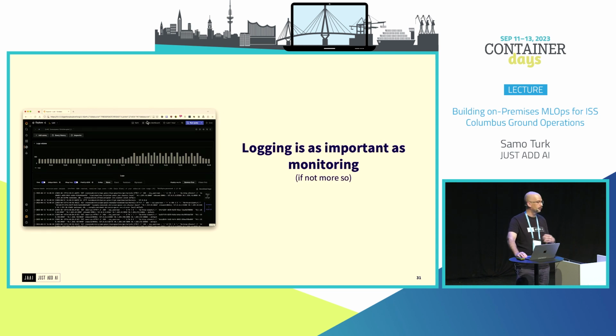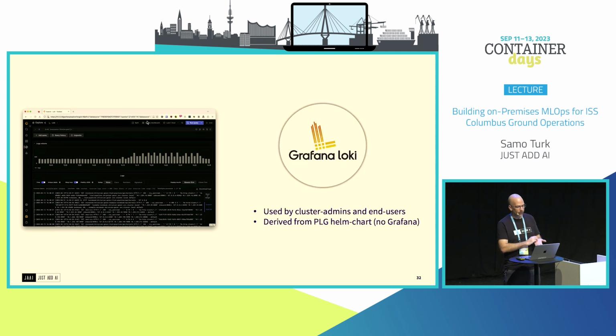Next thing is logging, right? So we also had to take care of logging. Obviously, it's very important. And you're also having end users use the logging, right? Because when you submit jobs on Kubeflow, pods are around just for the duration of the job plus some grace period, but then they're gone, so you can't look at those logs there. You actually have to actively collect them. To do this, we're using Loki. So this is derived from this PLG Helm chart, again without Grafana, but the rest we deploy.